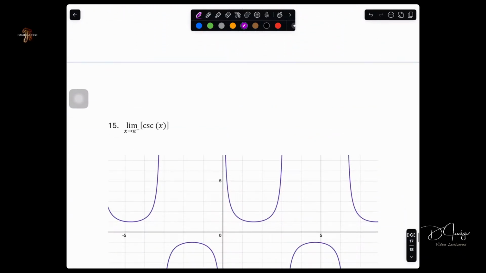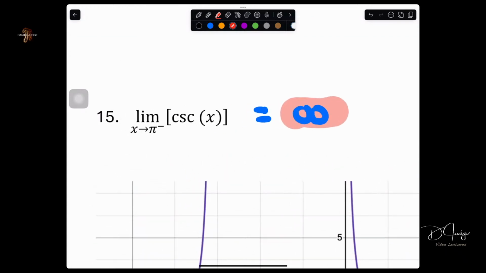So this limit's going to be positive infinity now, because it's a limit as x goes to pi now from the left. You guys see that little symbol?